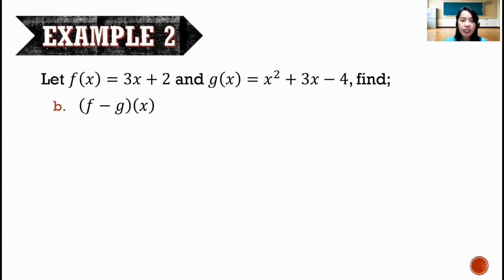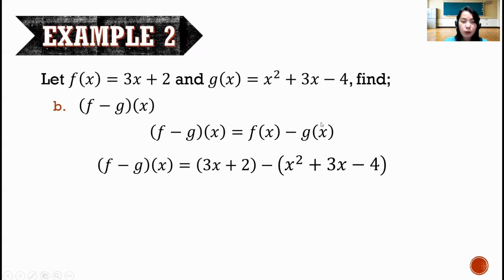For letter B, the quantity f minus g of x, that is equal to f of x minus g of x from the given definition. We're going to evaluate the given functions given the values of f of x and g of x. So that would be value for f of x, 3x plus 2.